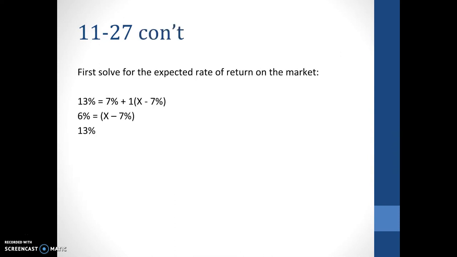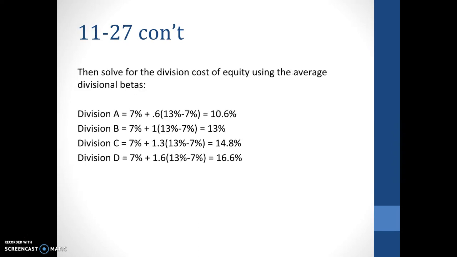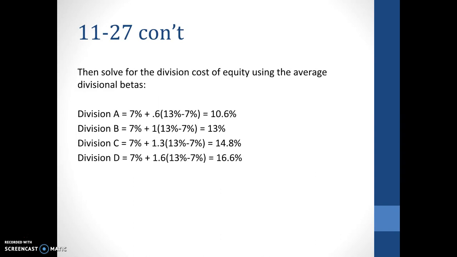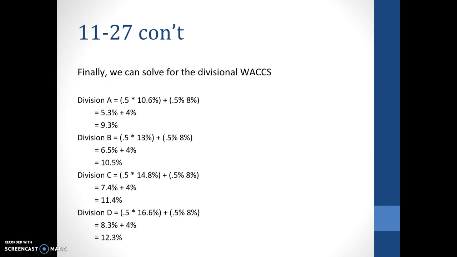So first we have to solve for the expected rate of return on the market. Doing that, we'll take the 13% equal to 7% plus 1 times (x minus 7%). That gives us a 13% expected return of the market. Next, we would solve for the divisional cost of equity using the average divisional betas.